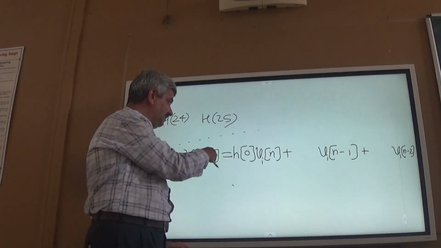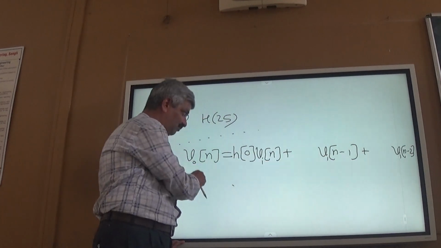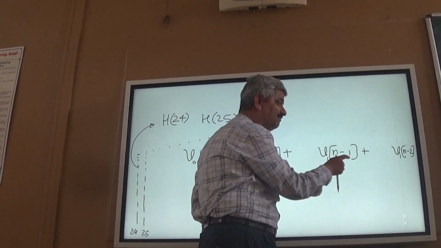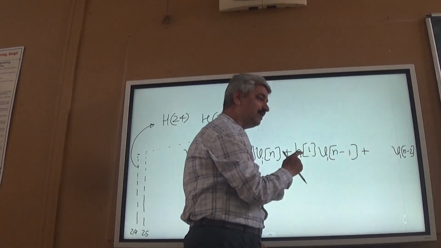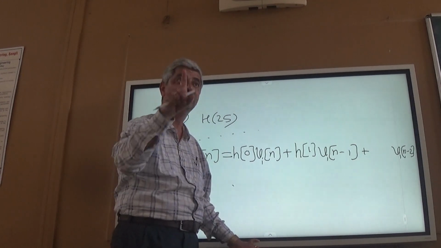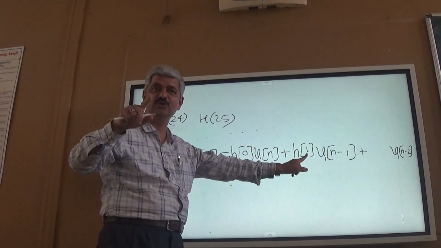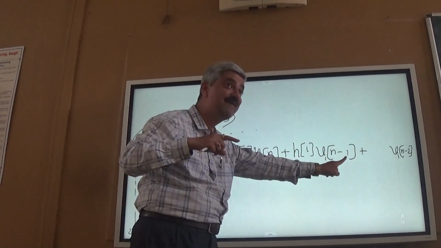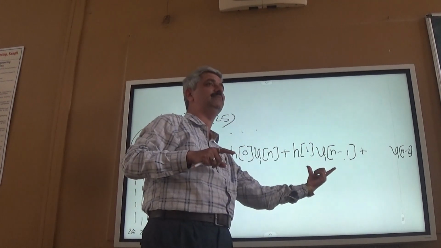H0: current input multiplied by H0 is the contribution in the current output. Then what is this? V in of n minus 1. So another constant, that is H1. So what is H1? It is the weight or proportion with which the input that occurred one sample ago is contributing.